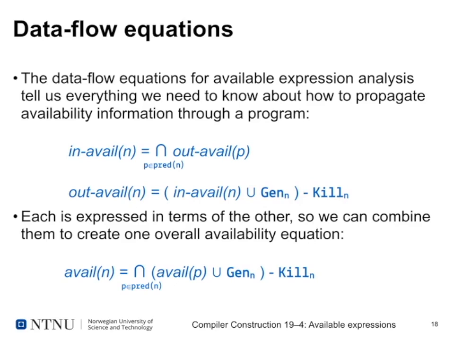And you see the one is expressed in terms of the other, so we can put that one here, or we can put that one here. So we can combine both to create an overall availability equation. So available expressions at a node n is the cut set of all the predecessors of a node n of the available expressions at that predecessor, joined with the ones generated in our current instruction, minus the ones killed in our instruction.